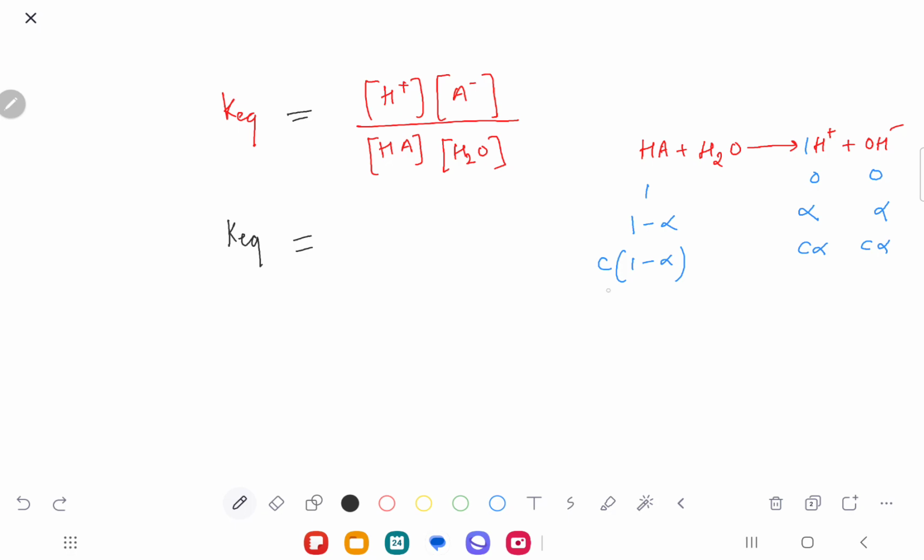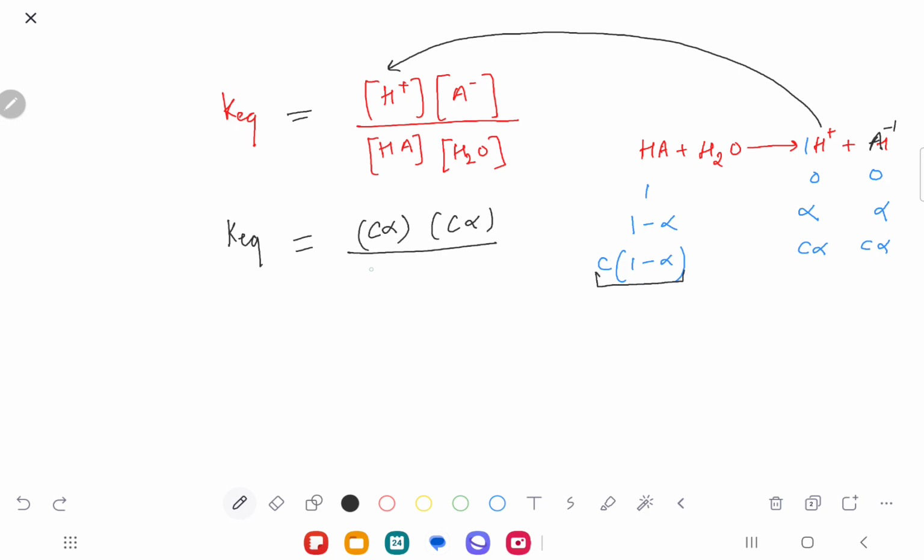Right. So what exactly do you think is going to happen here? Just tell me. So we have H plus. How much amount of H plus do you think is formed? C alpha. How much amount of A negative? What is A negative here? Right, here it is going to be A negative. So the A negative here is going to be again C times alpha. HA would be C times 1 minus alpha.